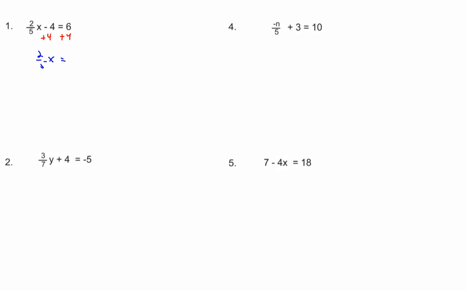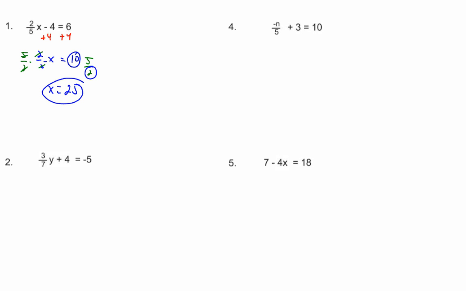So you should have had 2/5 x equals 10. Your next step should have been to multiply both sides by the reciprocal. That's a 5/2. The 2's divide out, the 5's divide out. We've isolated our variable. On this one, 10 divided by 2 is 5. 5 times 5 is 25. So how many had x equals 25 in the first one? Okay. If that's the case, you correctly assessed that.